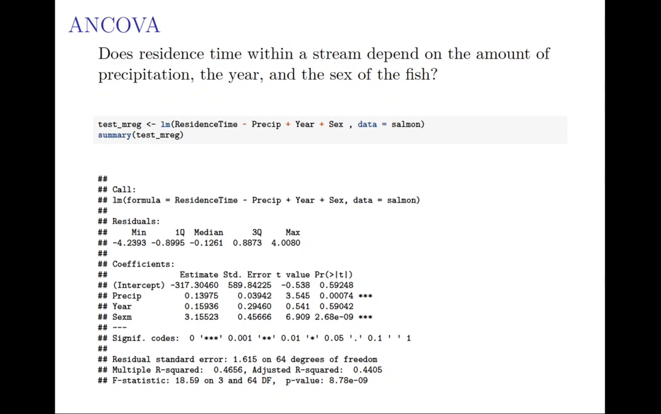And so with our data, we're going to ask, does residence time within a stream depend on the amount of precipitation, the year, and the sex of the fish? So again, here is residence time a function of precipitation, year, and sex. And when we run this ANCOVA, what we see is that precipitation and sex are significant predictors of residence time, but year is not. And so, again, as these models get more complicated, you start to elucidate different trends.